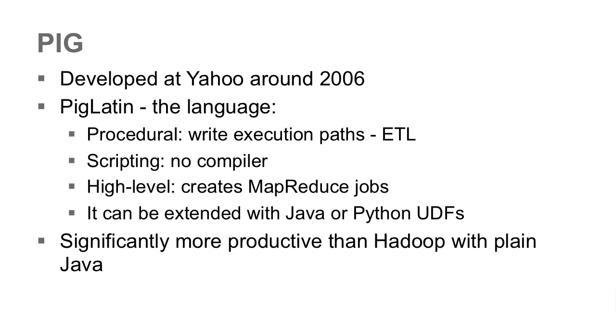You will see that when you start working with Pig, there will be a set of functions that are already provided, but you will often need to create some additional functions, and you can do that. You can write your user-defined functions using either Java or Python. The bottom line is that when you're programming in Pig, you are significantly more productive than if you are using plain Java. When it comes to productivity, Pig and Hive are quite comparable with each other.